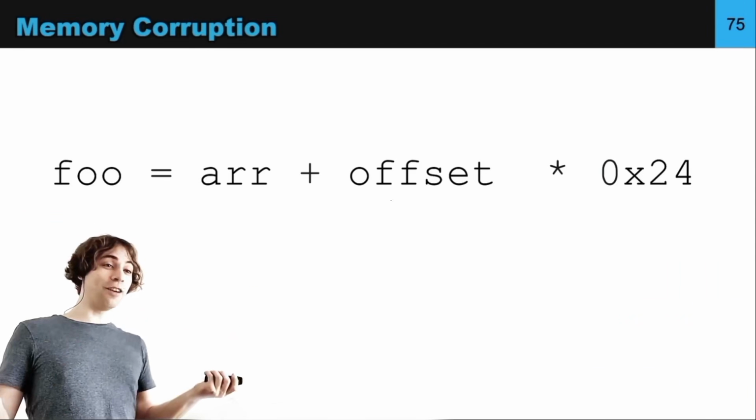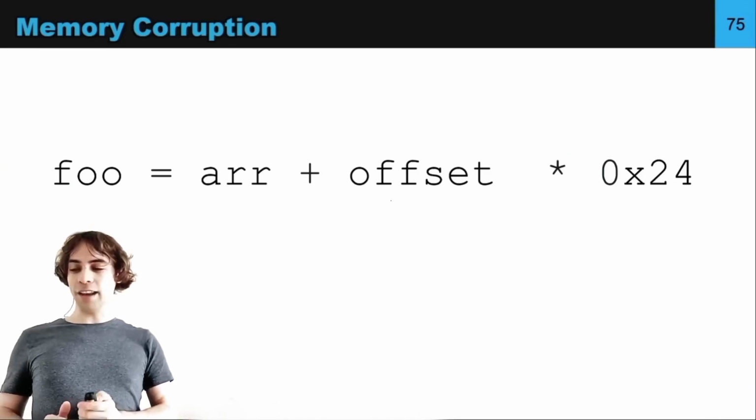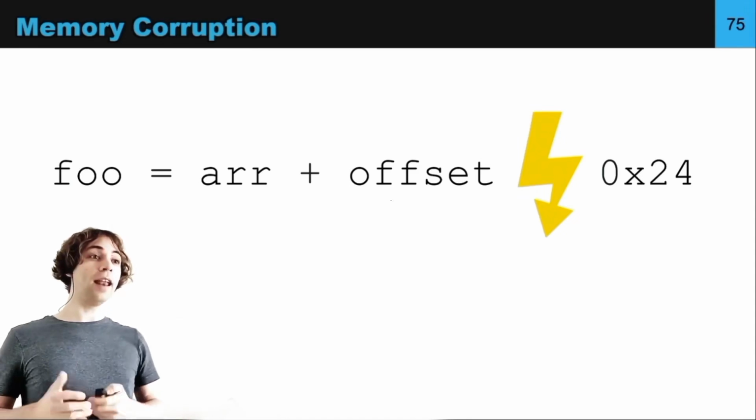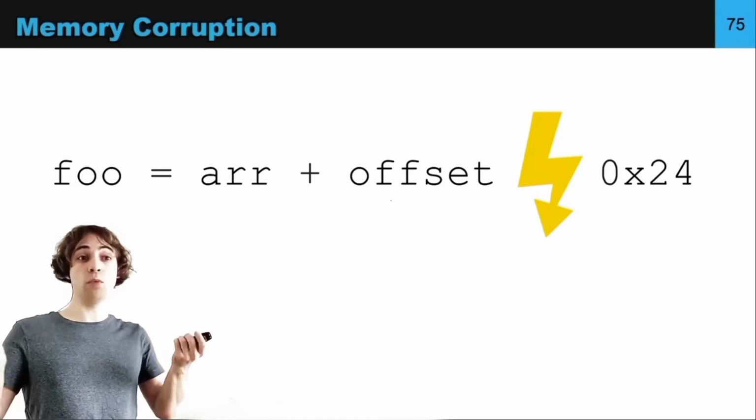And of course, then you have a multiplication, so that's something that we can fault. So maybe we should try that. If we fault this multiplication, we will get the wrong offset, and then hopefully we will write to a wrong location and see what we can do with that.